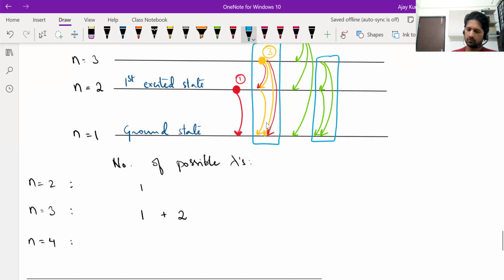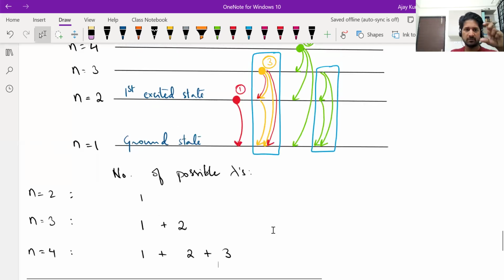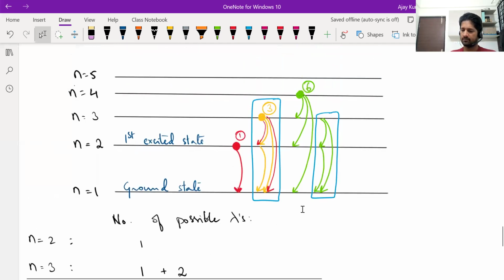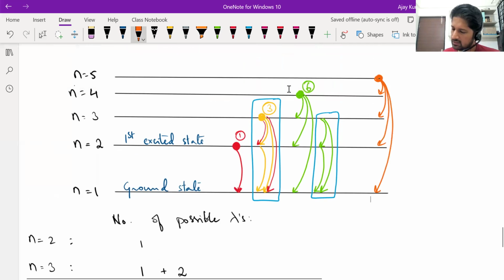Okay, so the total number of possible wavelengths that can be emitted when it begins jumping from the fourth orbit is 1 plus 2 plus another 3. Whatever jumps are possible while jumping from the third orbit, plus another 3 new jumps are possible while jumping from the fourth orbit. Okay, similarly, if it is jumping from the fifth orbit, what it can do is it can go 5 to 4, 5 to 3, 5 to 2, 5 to 1, and in addition to this, it can do all the jumps which can be done from 4 to 1.